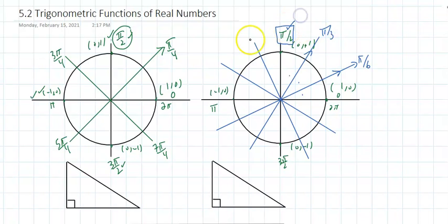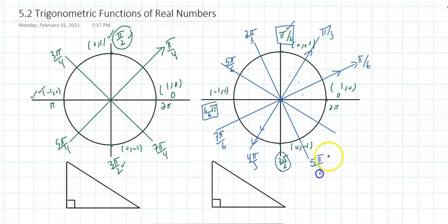if I reduce that, 3 pi over 6 reduced, 4 pi over 6 if I reduce it, 5 pi over 6, 6 pi over 6, we know that already, 7 pi over 6, this is 8 pi over 6 if I reduce it, 9 pi over 6 reduced, 10 pi over 6, 11 pi over 6, and 12 pi over 6 is 2 pi.